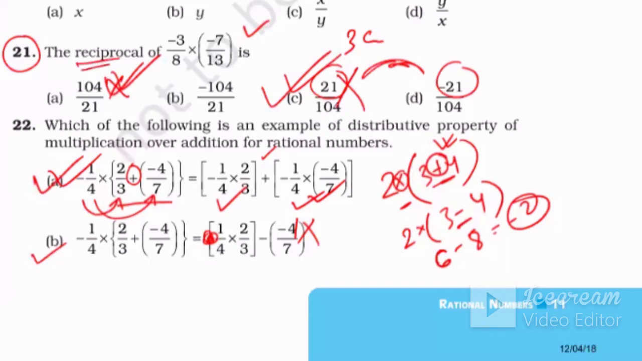Reciprocal, additive, multiplicative. Okay, multiplicative inverse. So this is plus 21 and it will come downside and 104 will go upside. Okay, so 21 is A.